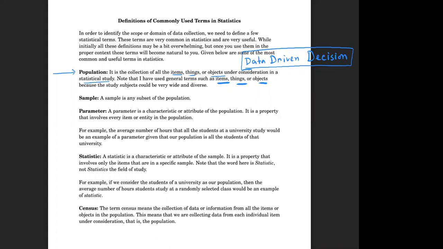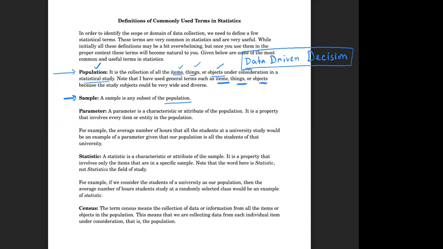All right, once again, population is what? It is all the items, things, or objects that are under consideration. Now, what is a sample? A sample is any collection or subset of the population. So a sample is a subset of the population.